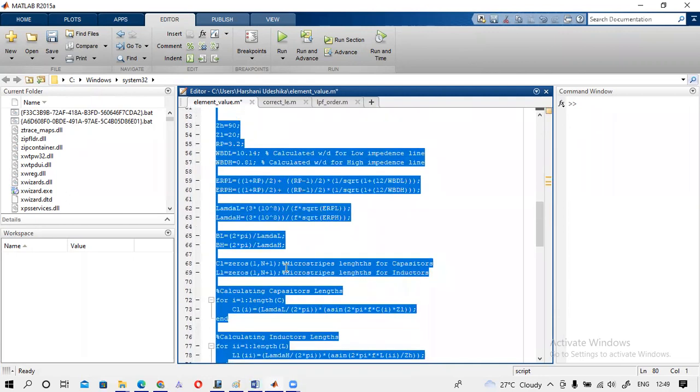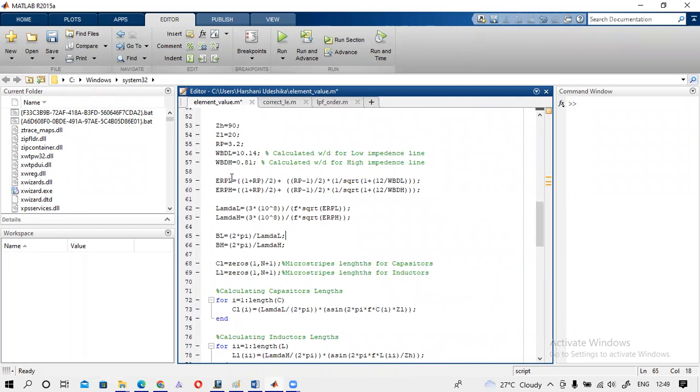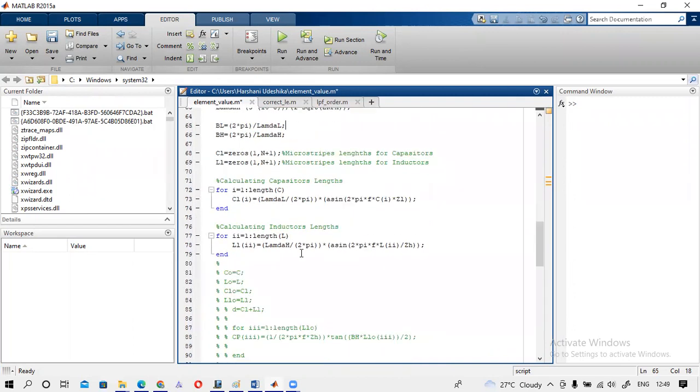Okay, so once I run this, I should have the capacitance length. This is for capacitance length. You can see that I have coded that equation here, lambda L 2.5 into sine inverse 2.5 FC ZL. In the same manner, I have coded the inductance length in MATLAB. So very easily you can code them.